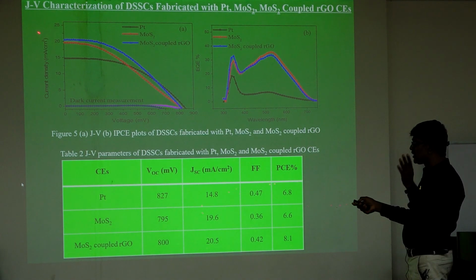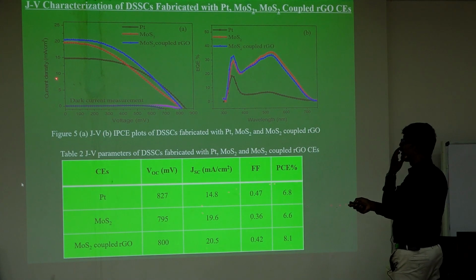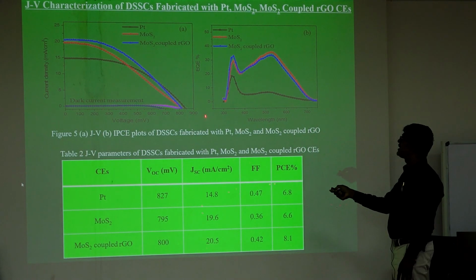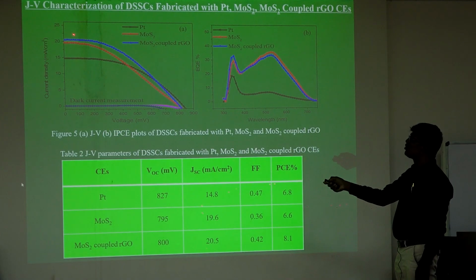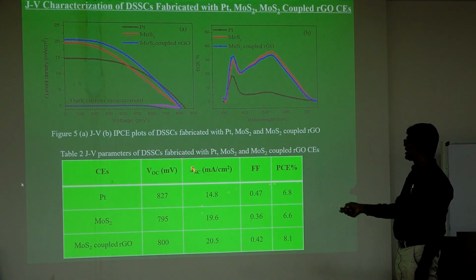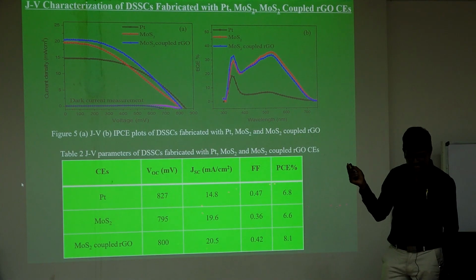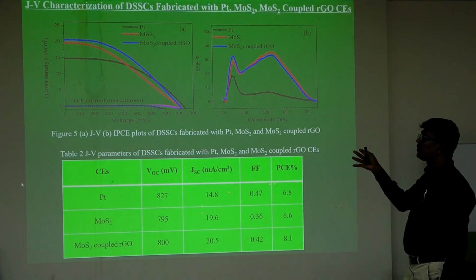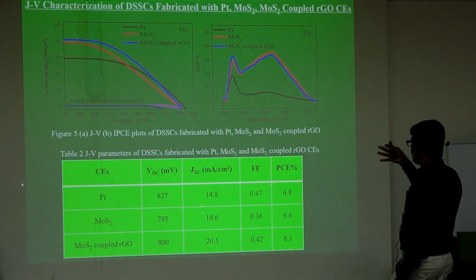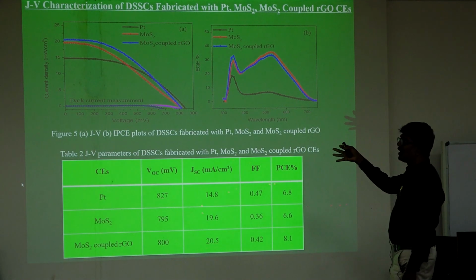You can see the voltage is 800 millivolt and the current is 20 milliamps. Previously we could show only 4 milliamps or 2 milliamps. Platinum gives 15 in our laboratory, but MoS2 and MoS2 coupled with RGO give 20 milliamps current. That's the advantage of MoS2. Transition metal sulfides can give very high efficiency. So that's the scenario we maintain here, and we get a good result.